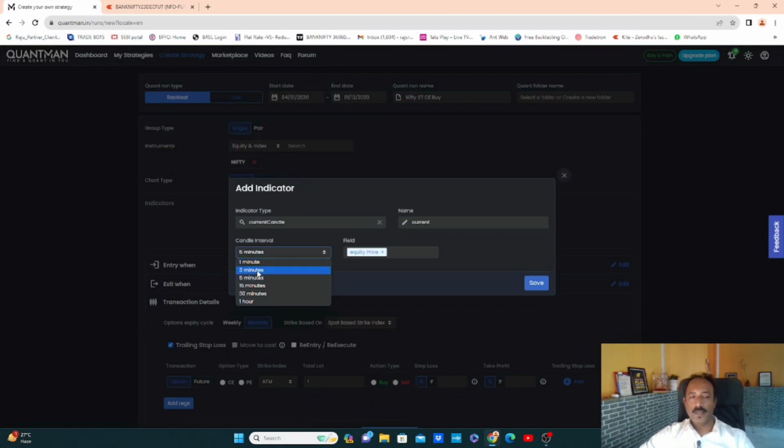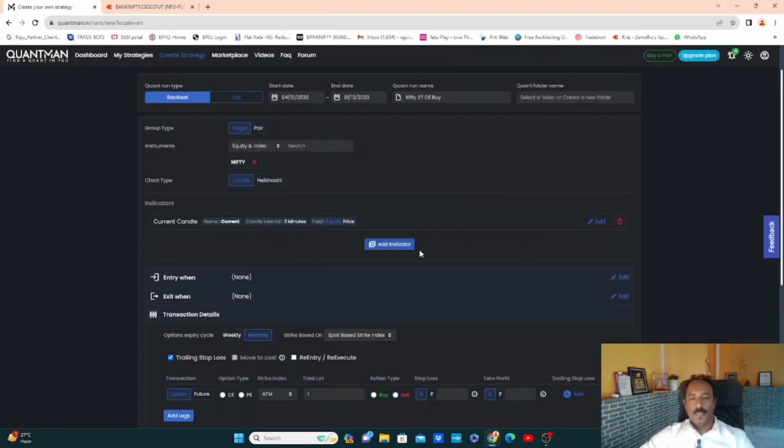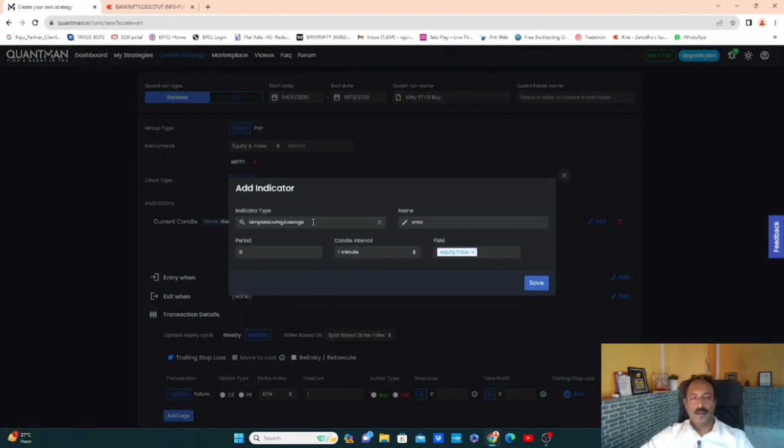Okay, let's do it with 3 minutes, and then we can build it for 5 minutes as well. So let us take 3 minutes candle, and save it. Next, what you have to do is very simple. You need to add the super trend, right? If you type super trend, you will get super trend here, and this also you make it 3 minutes. Multiplier you can keep it 2 or 3 depending upon your research and technical analysis.